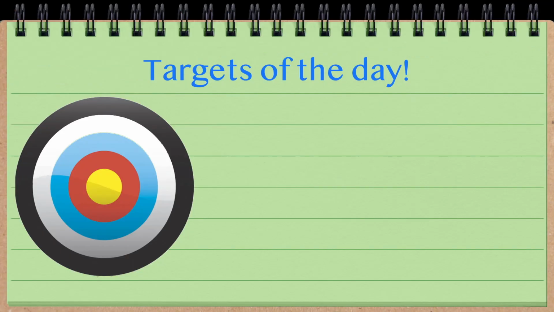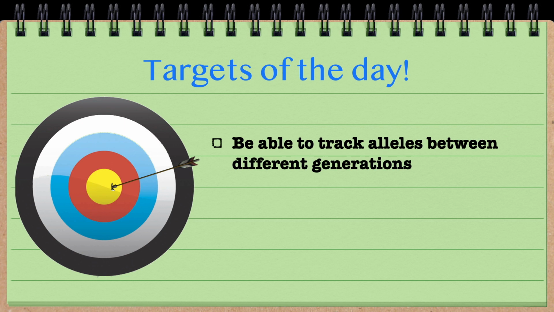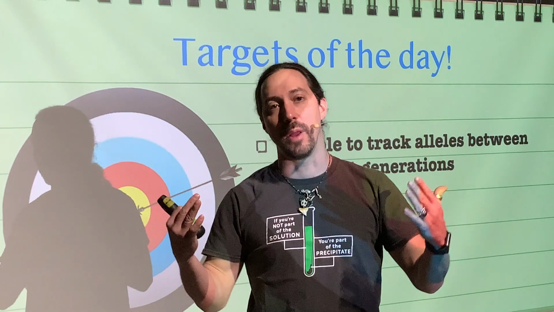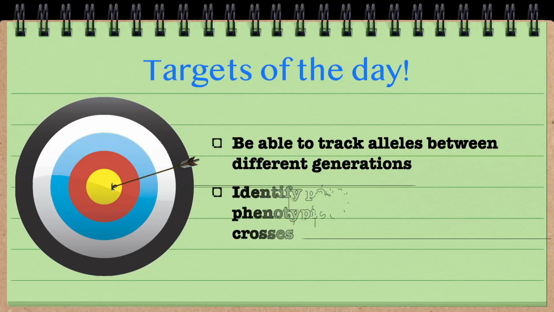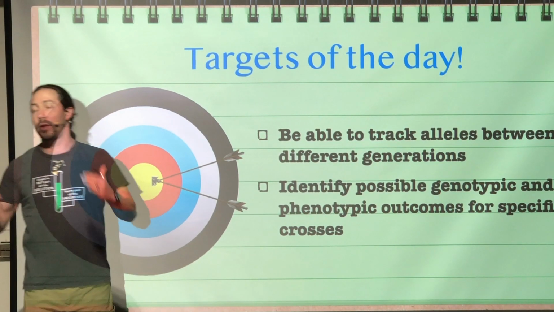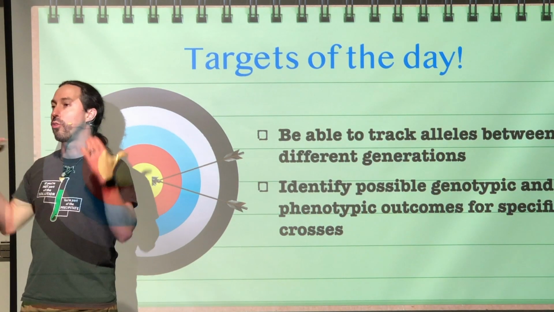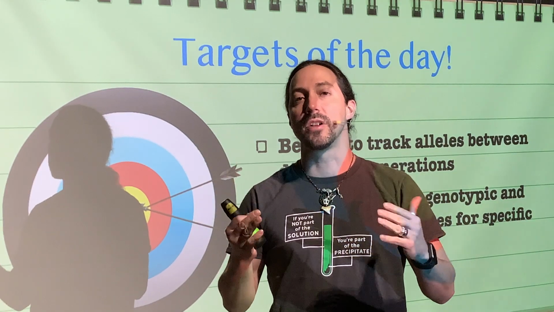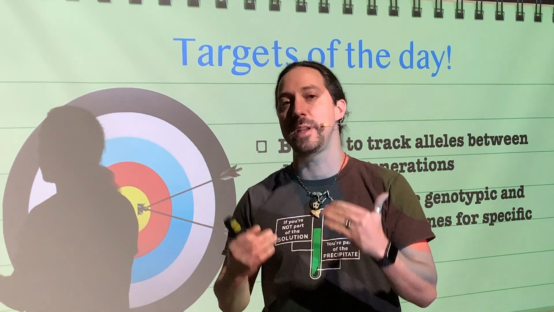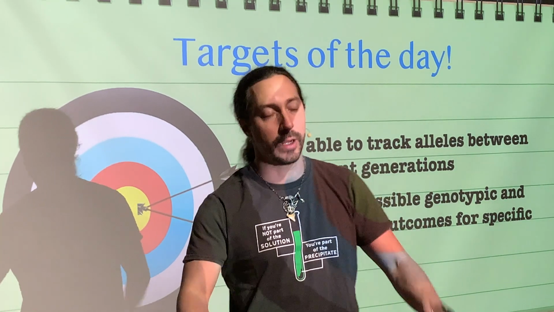So let's look at our targets of the day. First target of the day is to be able to track alleles between our different generations, because really that inheritance pattern is what genetics is all about. And next, we're going to identify possible genotypic and phenotypic ratios that can come about for very specific parental crosses. Each parental cross results in a specific expected genotypic and phenotypic ratio for the offspring.